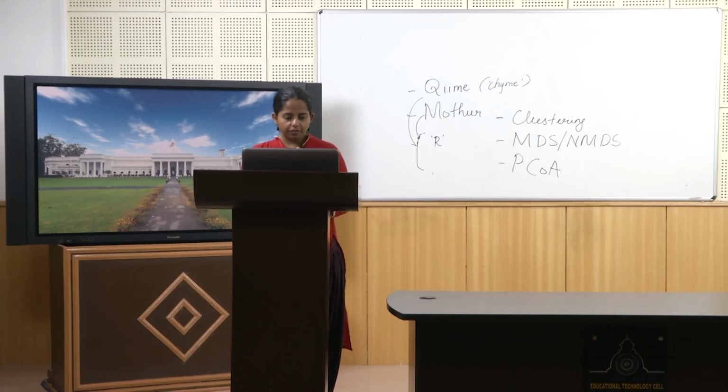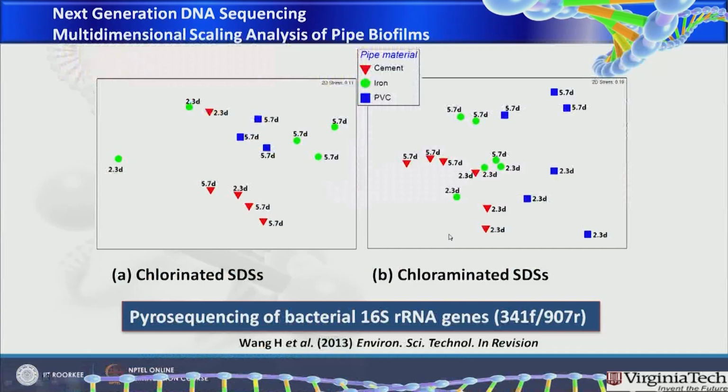So here you have, once again, data from pyrosequencing of the 16S rRNA gene of biofilms that were growing in a chlorinated drinking water distribution system and a chloraminated water system. The numbers on top of these dots represent the water age, and the color and the shape of the dot represent the pipe material. So you can get some very meaningful data. If it is chlorinated, then cement pipe tends to have a particular kind of biofilm, PVC another, and iron pipe another biofilm, whereas if you have chloraminated, then they have a very different structure.